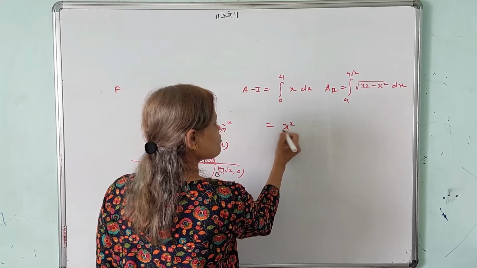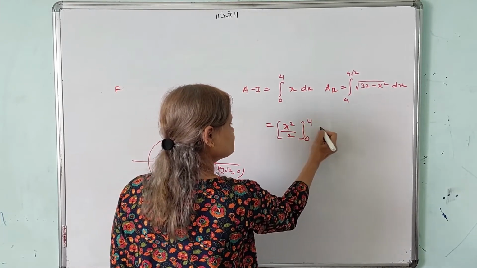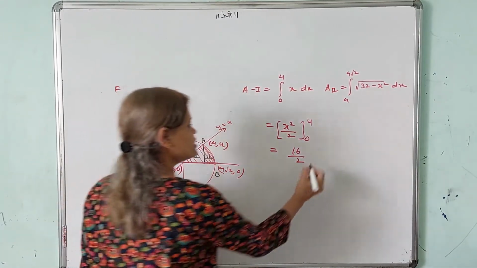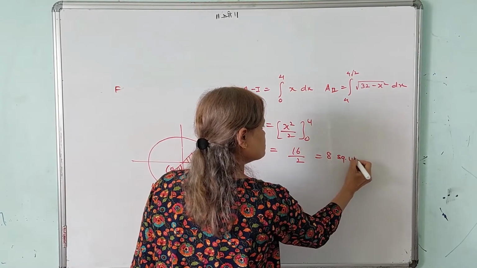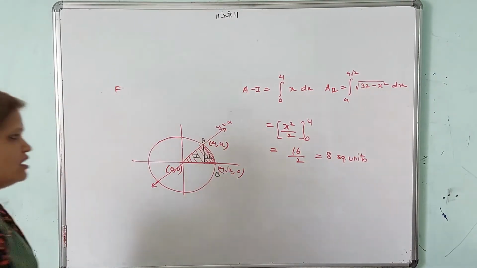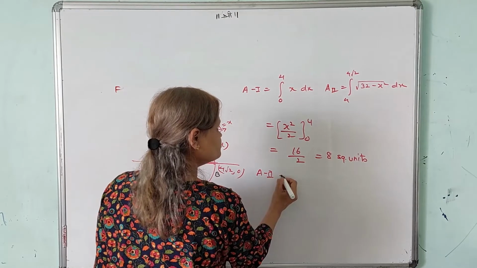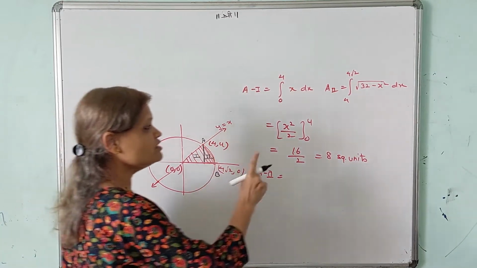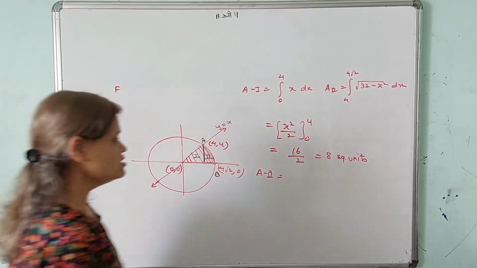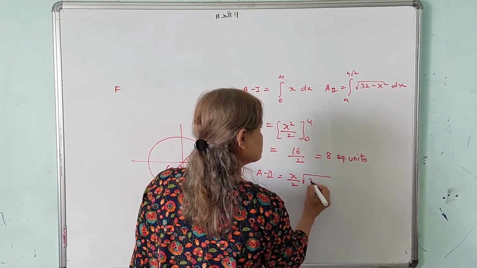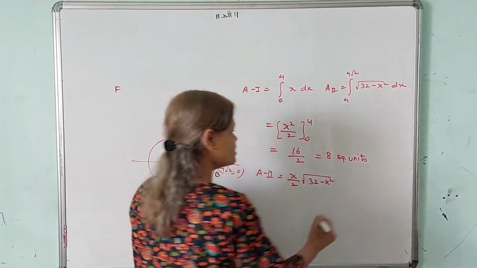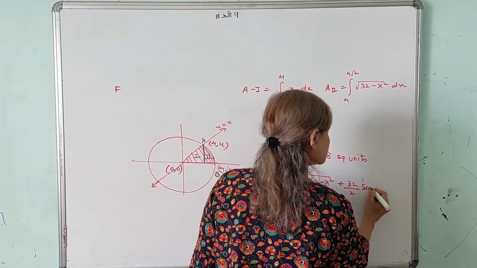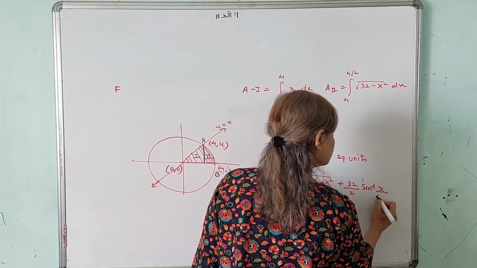So this will be x square by 2, from 0 to 4, that is 16 by 2 minus 0, so that is 8 square units. So that is A1. For A2, we again have the same formula which we have taken for the first question, that is integral of under root a square minus x square is x by 2 under root a square minus x square plus a square by 2 sine inverse x by a.